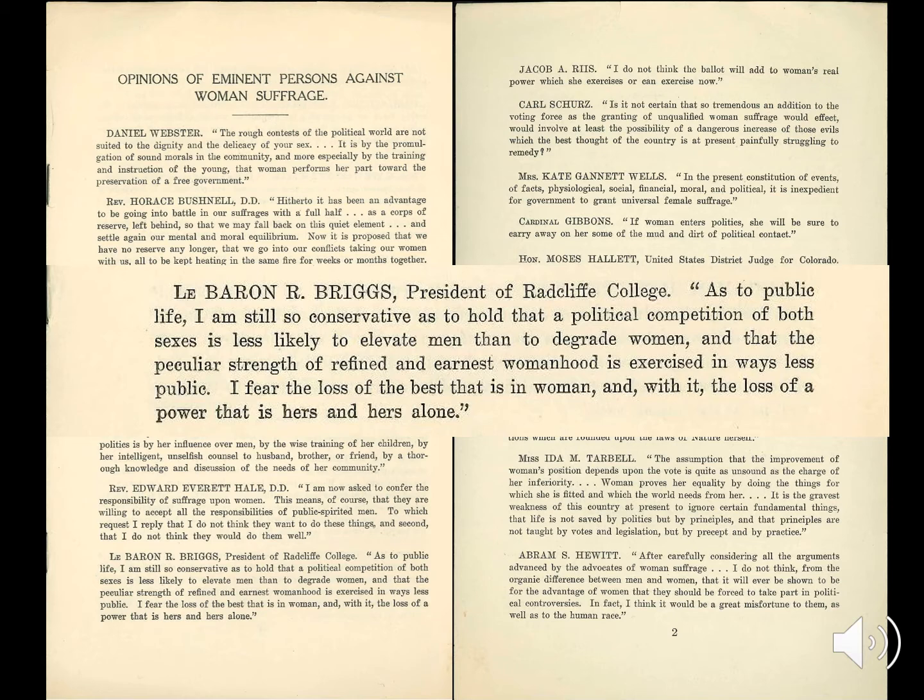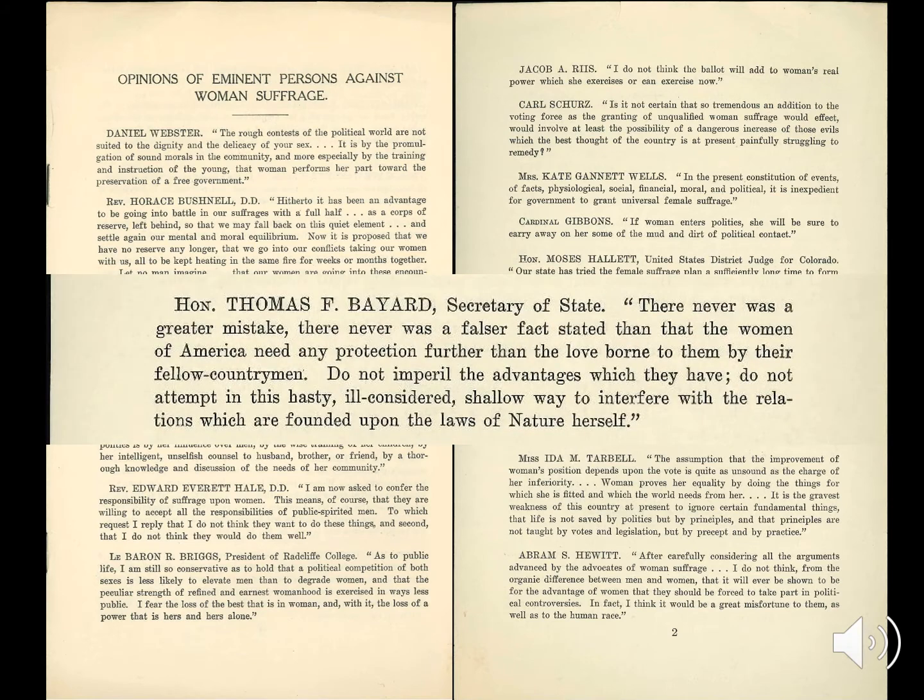LeBaron Briggs says basically that a political competition of both sexes is less likely to elevate men than to degrade women. "I fear the loss of the best that is in woman, and with it the loss of a power that is hers and hers alone." Thomas Bayard, who was Secretary of State, said there was never a falser fact stated than that the women of America need any protection further than the love borne to them by their fellow countrymen. Now, one of the things you should see throughout these arguments is the focus is really on the effect of the vote on women, or maybe women's effect on the state.